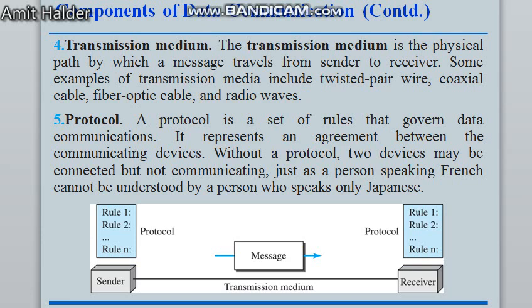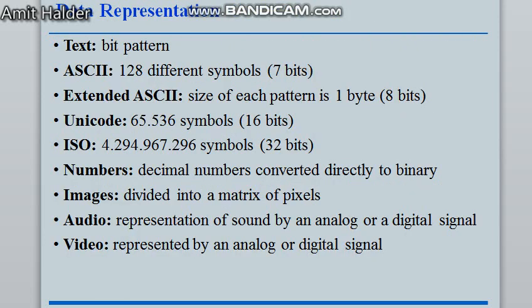Now, in total, we get five components of data communication: the message, sender, receiver, transmission medium, and protocol. Okay, so there are some important things about data representation. What is data representation? Text is in bit patterns, and these bit patterns can be represented by ASCII, extended ASCII, Unicode, ISO. Numbers are decimal numbers, images are divided into a matrix of pixels, audio is represented by sound or analog and digital signal, and video is represented by analog and digital signal.